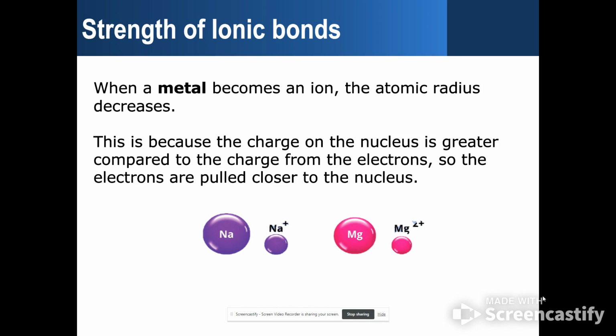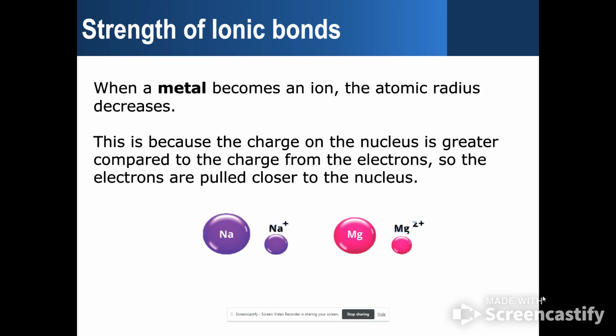When a metal becomes an ion, it loses electrons. This therefore means it's got more protons than electrons, and therefore the protons are going to pull the remaining electrons in closer to the nucleus. So by losing electrons, the ion gets smaller, not because the electrons have been lost, but because the overall charge of the nucleus compared to the remaining electrons is bigger. The bigger the charge on a metal ion, the smaller the ion will be.